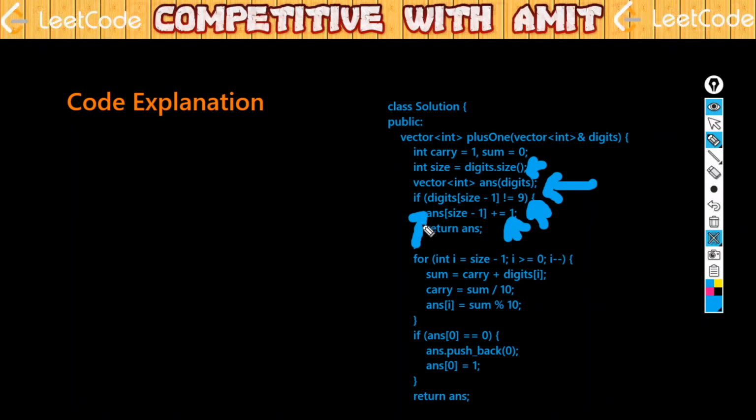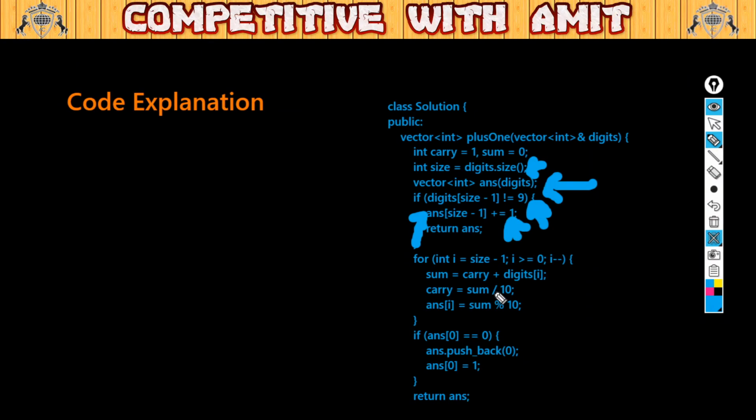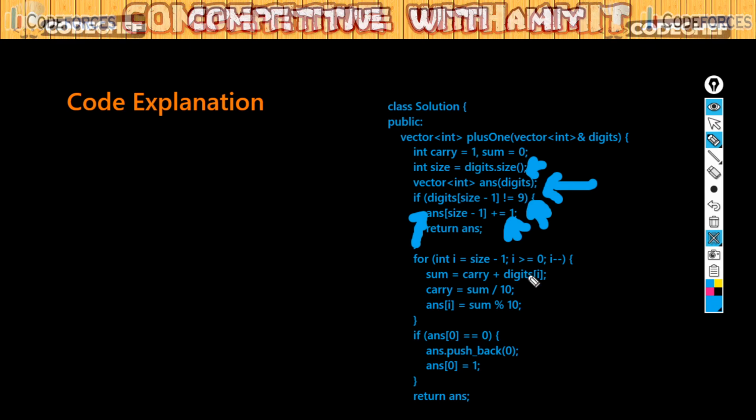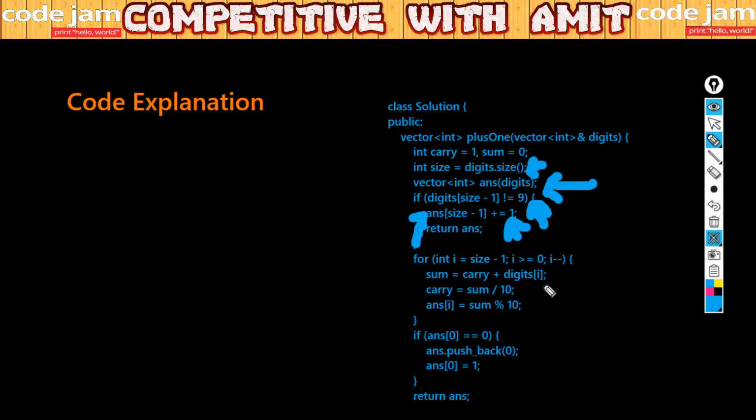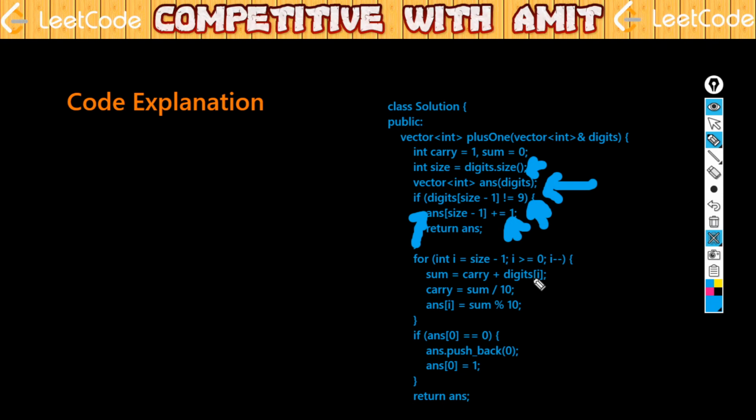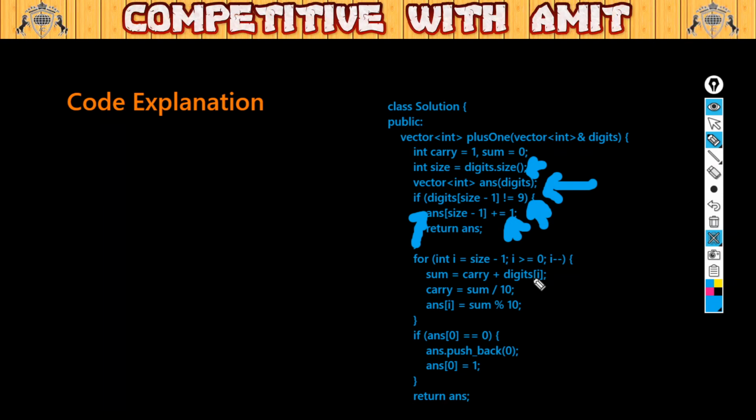If the last index is 9, now what we will check, we will iterate from the last index. Now the sum and the carry will come into action. Now what we will do, we will add the carry to the current index. Suppose initially carry is 1, so 1 will be added. In the next case, if carry is not 1, then carry will not be added.